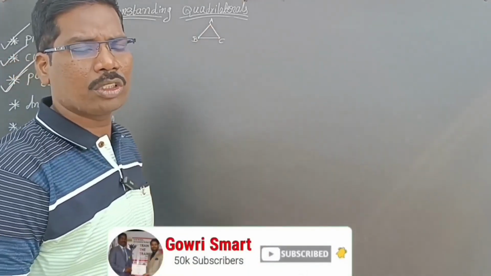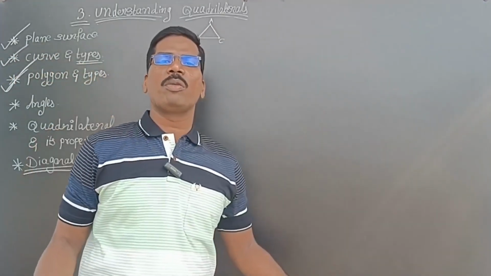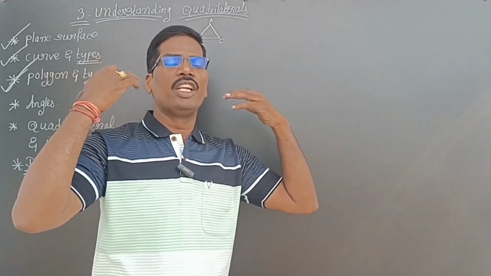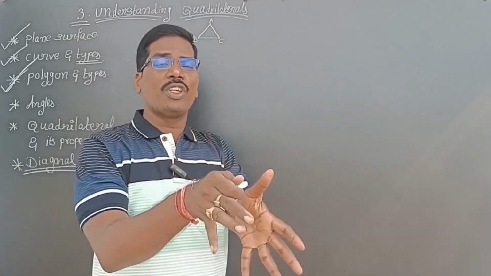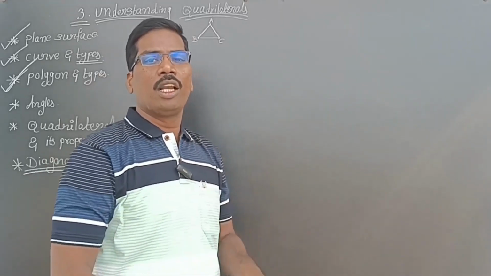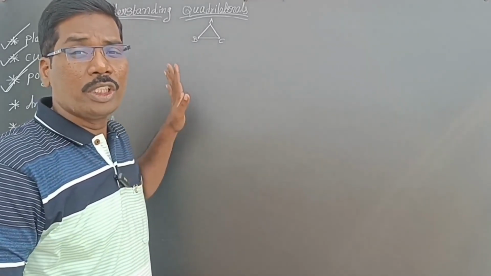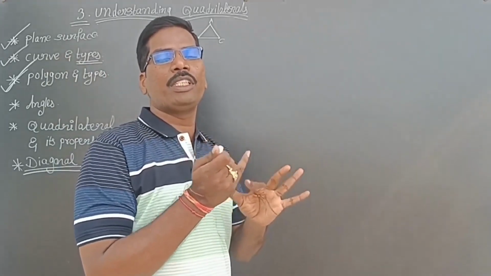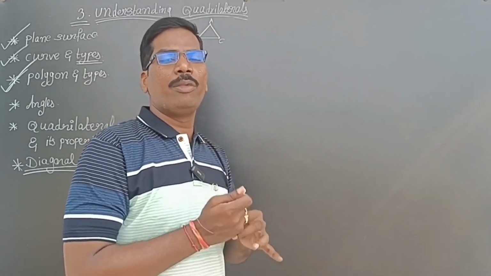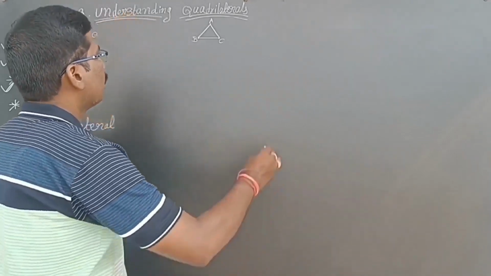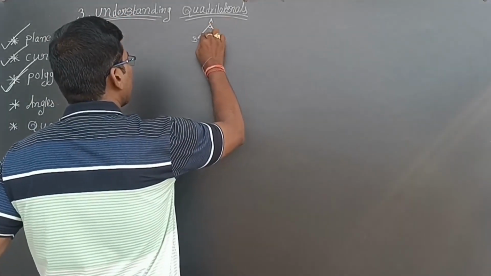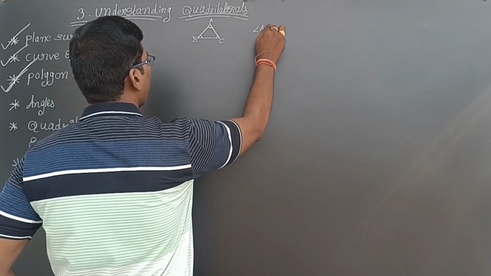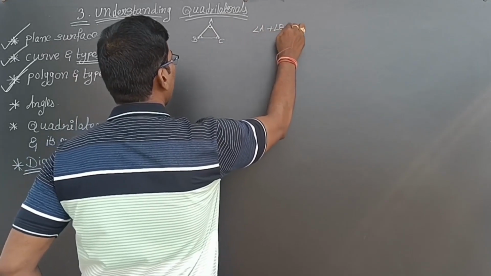Everything has parts. Our human body also has parts: these are the hands, these are the legs, this is the head. So everything in the universe has parts. Like that, a triangle also has parts. There are 6 parts: 3 angles, 3 sides. So AB, BC, CA are sides, and angle A, angle B, angle C are angles. This is one angle, this is one angle, this is one angle. In earlier classes, you have studied angle A plus angle B plus angle C. How much?